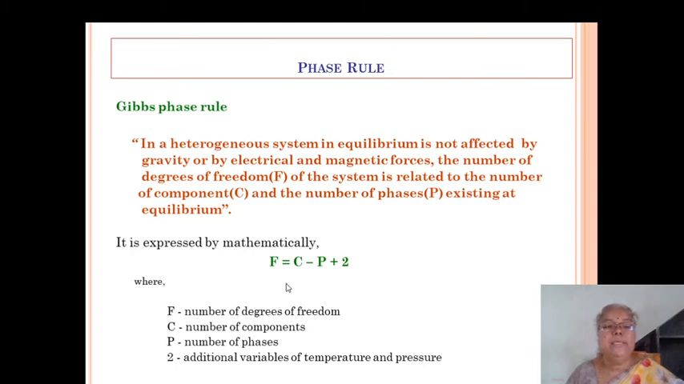Remember well, this is the mathematical expression of the Gibbs phase rule. Already all of you have learned what is phase. Phase is a physically distinct, homogeneous and mechanically separable portion of the system.